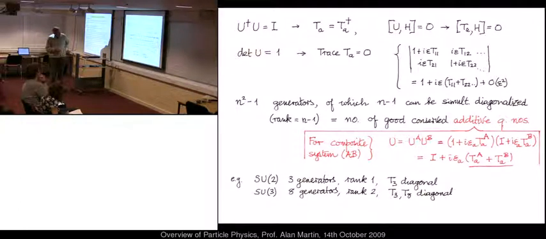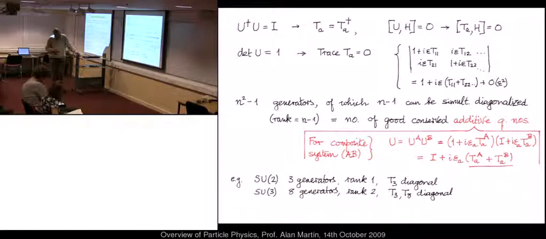For example, for the rotation group, the angular momentum group, we've got 3 generators. N squared minus 1 is 3. It's rank 1 because N minus 1 is 1. So we've got only 1 diagonal generator, T3. If it's the angular momentum group, we've got Jx, Jy, and Jz, and we normally say Jz is the diagonal one. Jx doesn't commute with Jz, Jy doesn't commute with Jz. So we've only got 1 conserved quantum number.